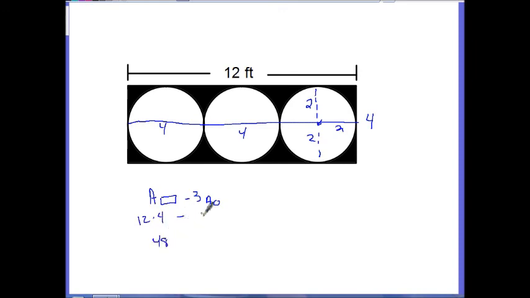Now, the area of each circle, and there's 3 of them, is going to be radius squared pi. So 3 sets of 4 pi gives me a total of 12 pi. The area of my shaded region is 48 minus 12 pi.